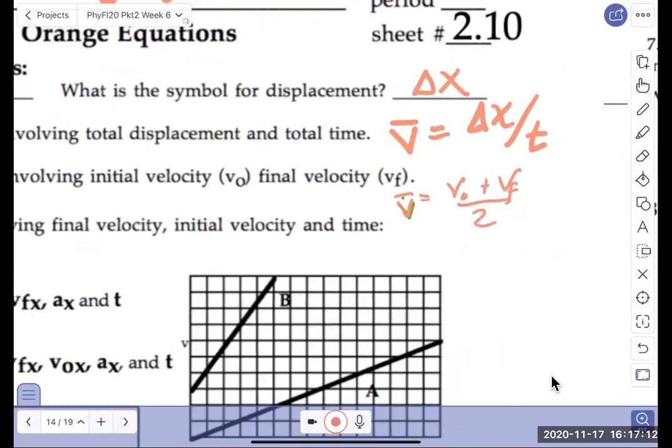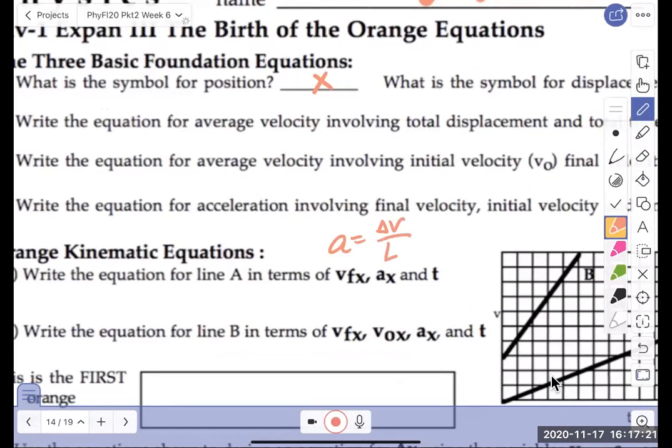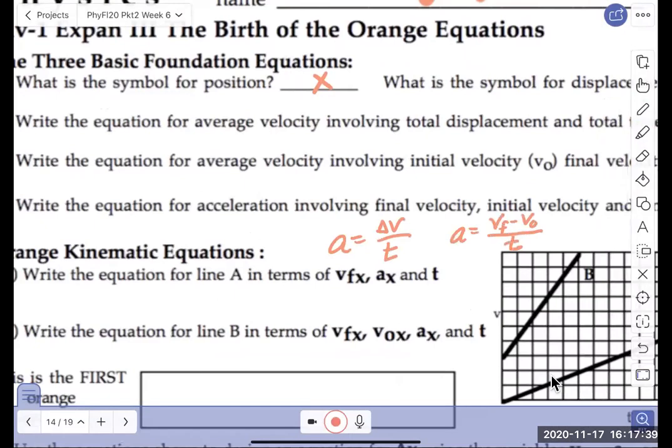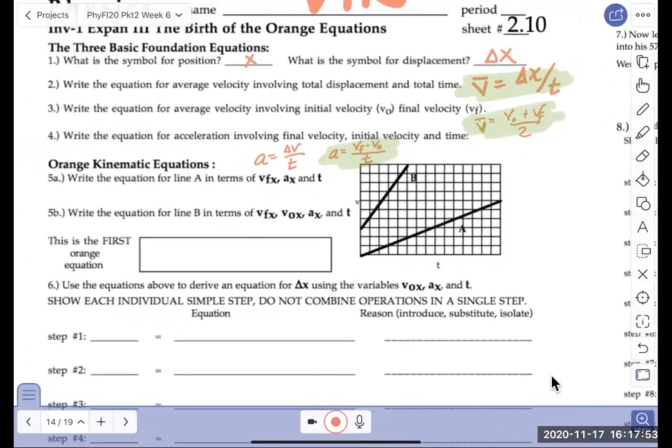And then the next thing is, what's the definition basically of acceleration? Well, we said that acceleration equals change in velocity over time, right? It's the slope of the V versus T graph, but they want to do it in terms of initial and final velocity. So acceleration is V final minus V naught divided by T. Okay, so we have these three equations, and from these, we're going to develop the orange equations.